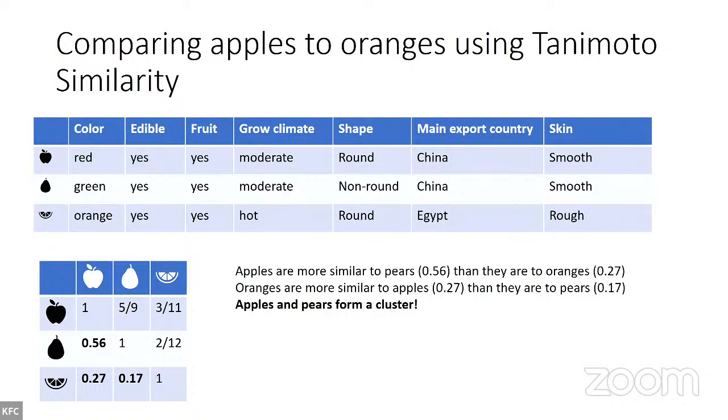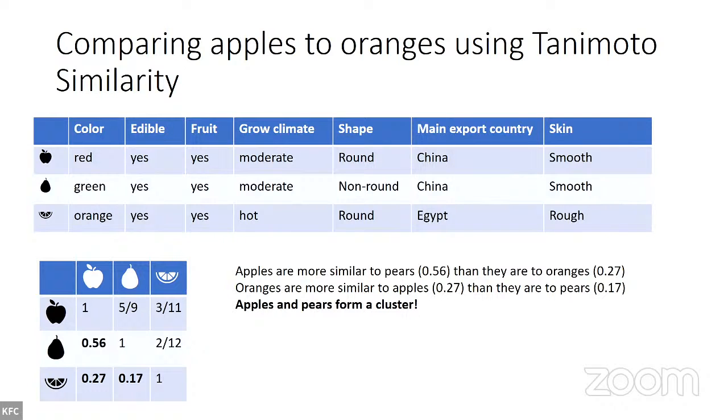Here is a list of features for every one of these fruits. And you can see they have a few things in common. They're all edible, they're all fruits, but they're also different in a certain sense. None of them is identical: their color is different, their grow climate is different, their shape is different, their skin is different, and so on.